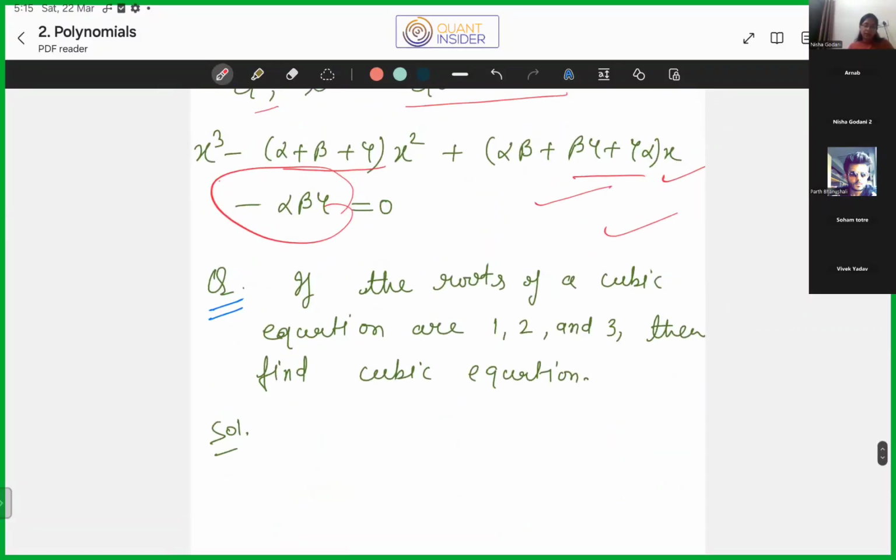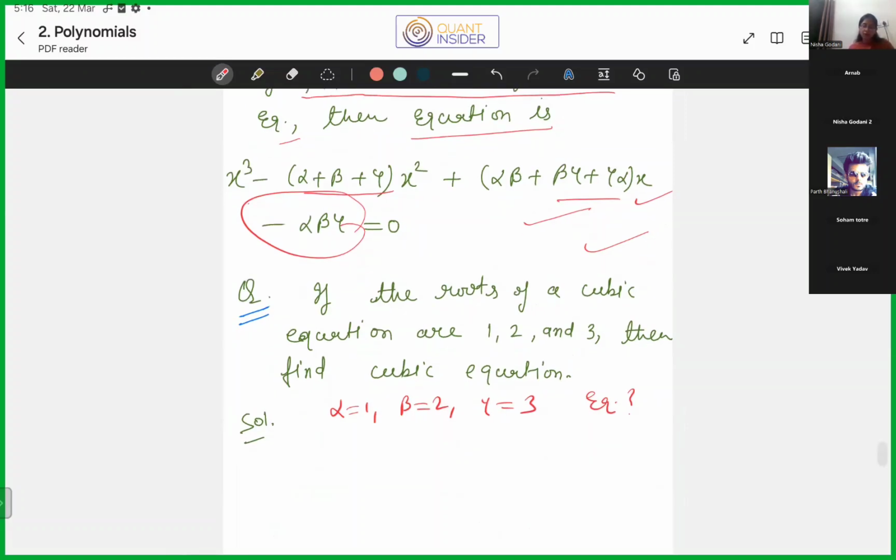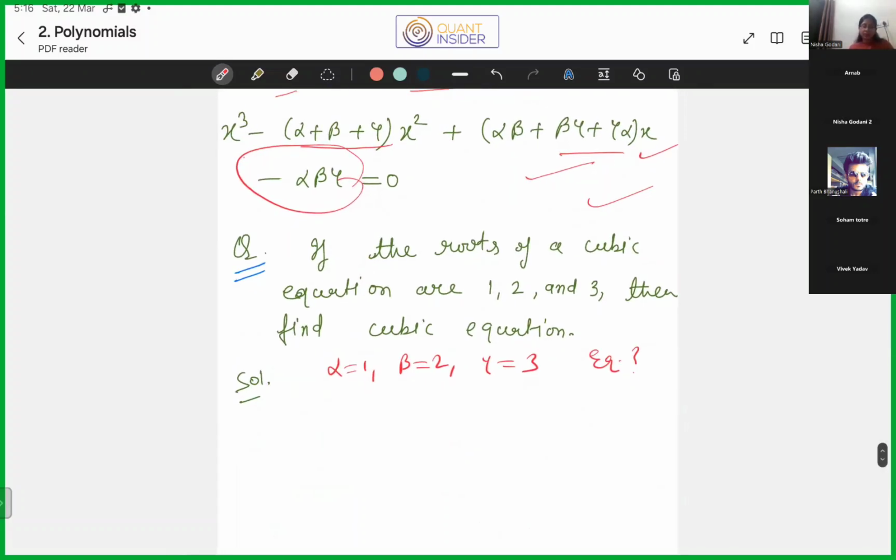Okay, so this formula you can use in the given example. You are given the roots, meaning alpha is 1, beta is 2, and gamma is 3. You have to find the cubic equation. A cubic equation has three roots. Now, how will you find it? You need to first find alpha plus beta plus gamma. So what will it be? Can you tell me the answer of this question?